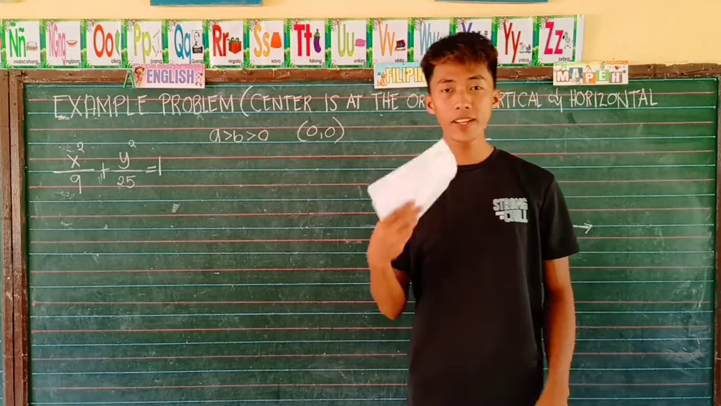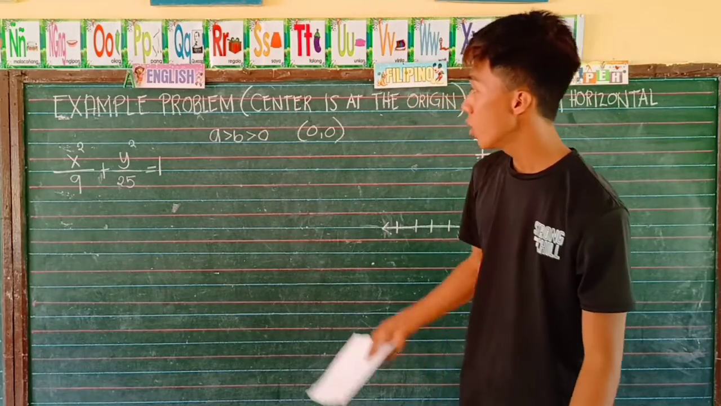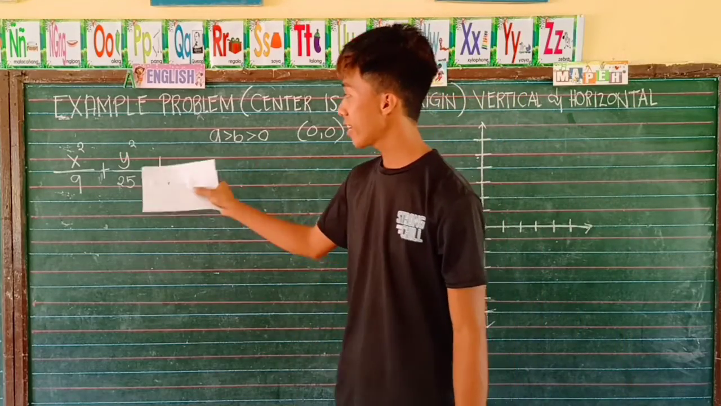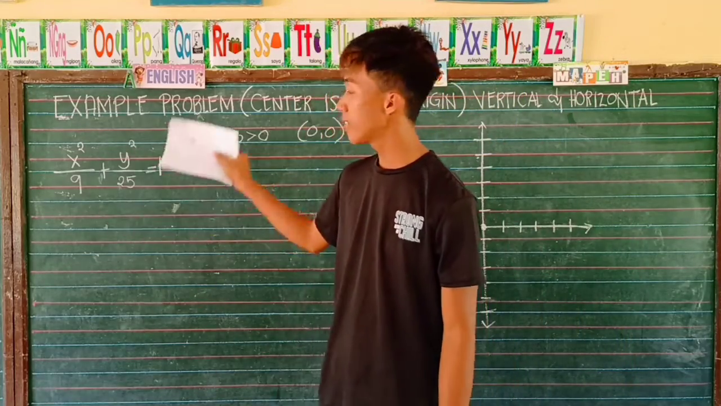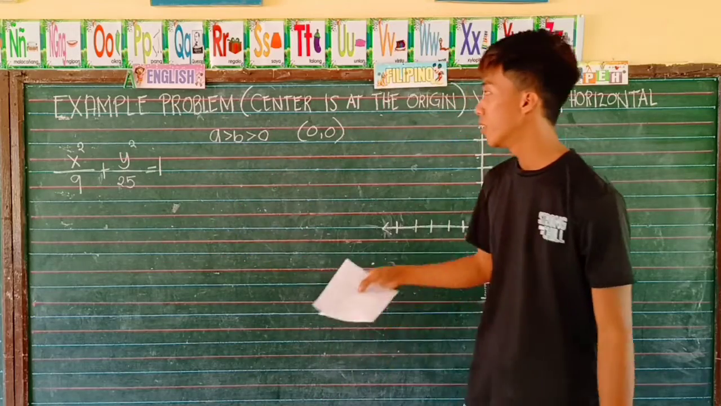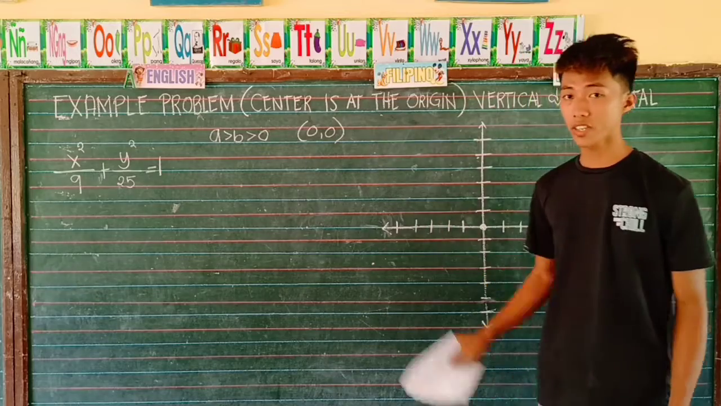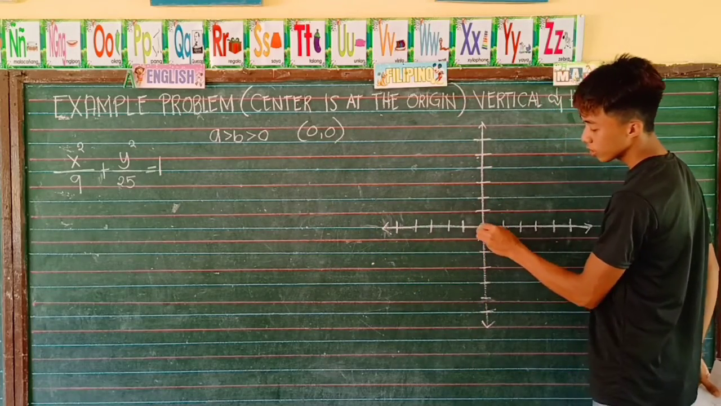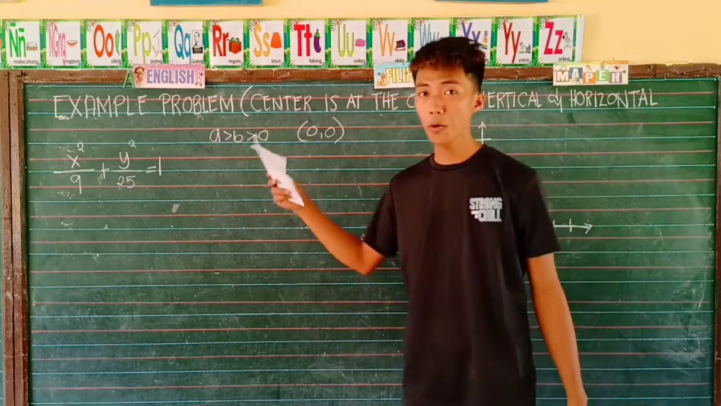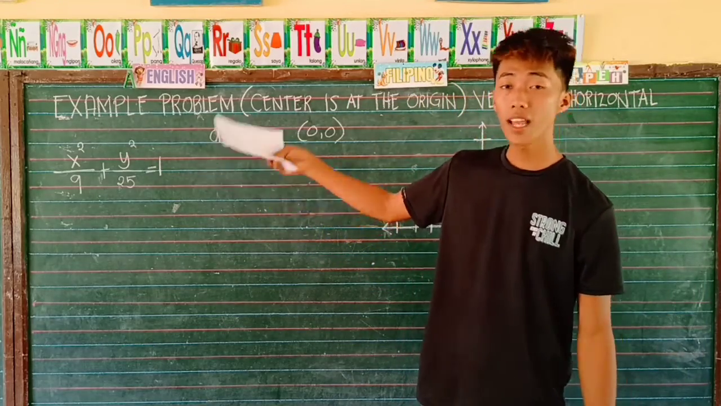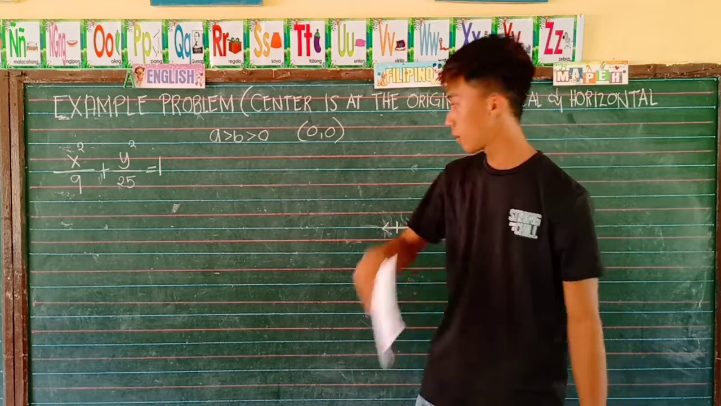Alright. Since we're done with this first equation, we will proceed to our second equation, which is x squared over 9 plus y squared over 25 equals 1. Since our center is at the origin, nasa tunga ang atong midpoint. And always remember, A is always greater than B, and B is greater than 0.